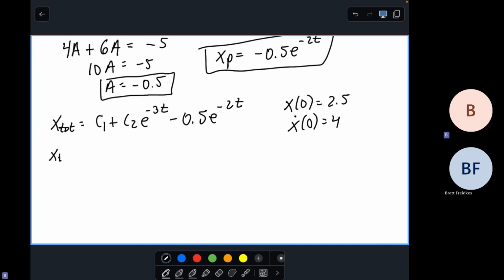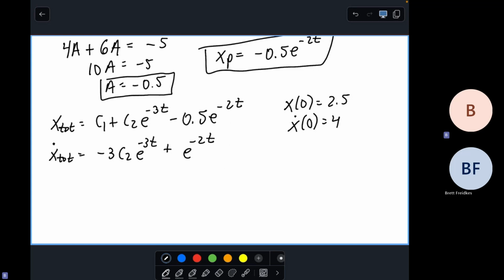So we could take the derivative of this, because we're going to have to do the second initial condition. Derivative of C1, 0. The next term, negative 3C2. The last term, plus e to the minus 2t. So we can find C2 right away. This final equation just allows us to find C2.